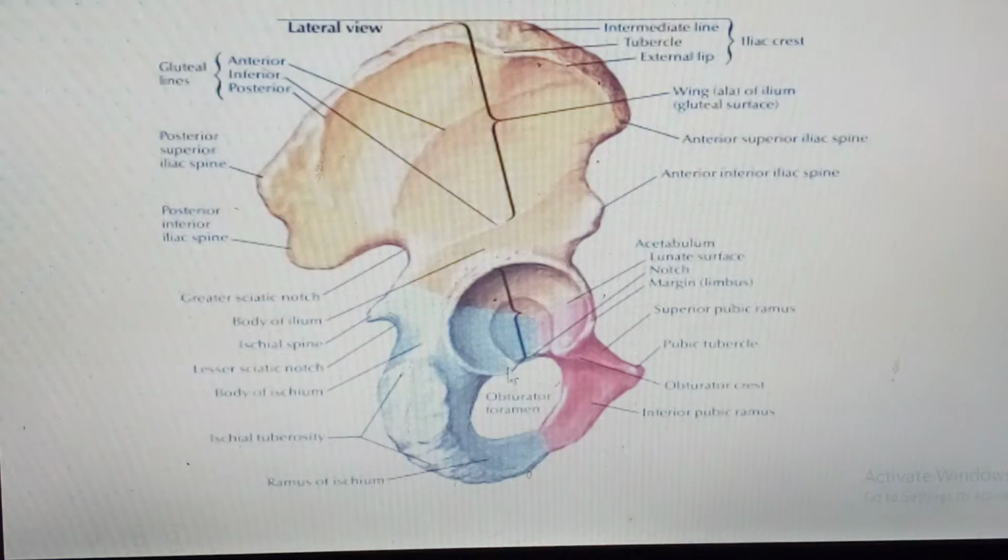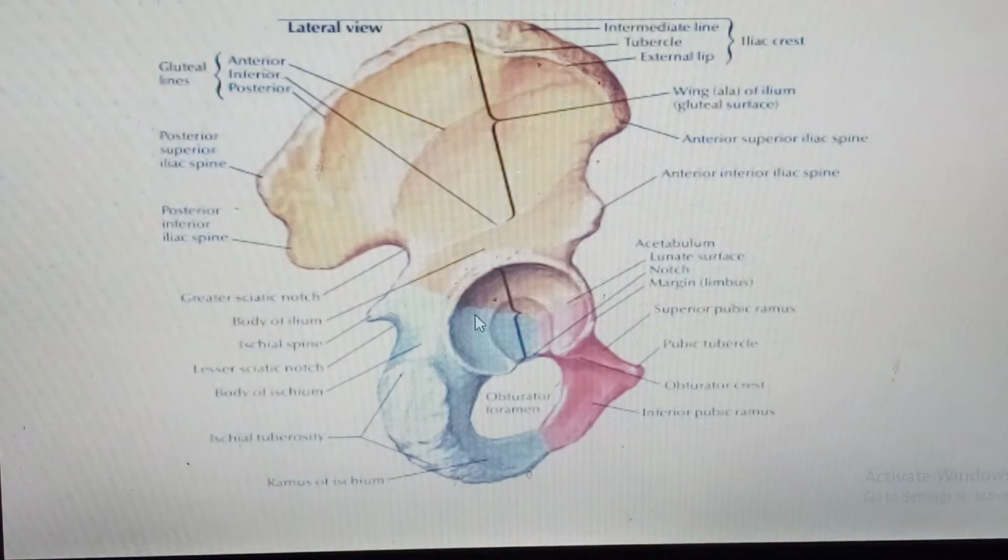Now, I will show you that in the living, the obturator foramen will be filled by what we call the obturator membrane, not obturator fascia, obturator membrane, leaving a small opening. I'll show you these. Okay, so that is what I want you to know here.